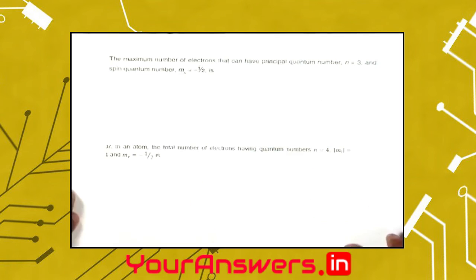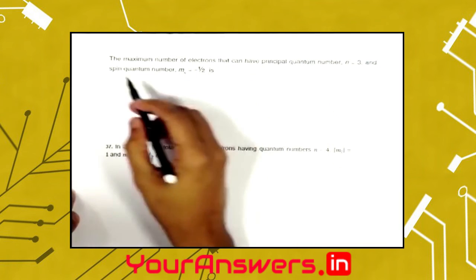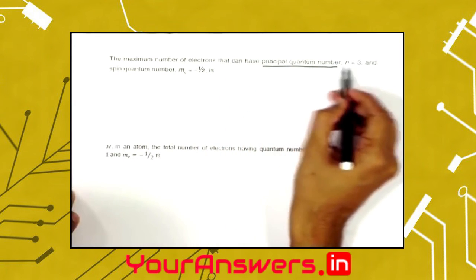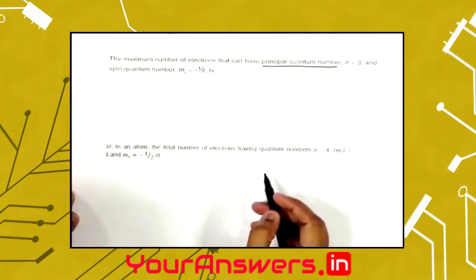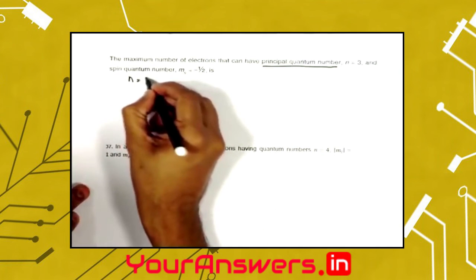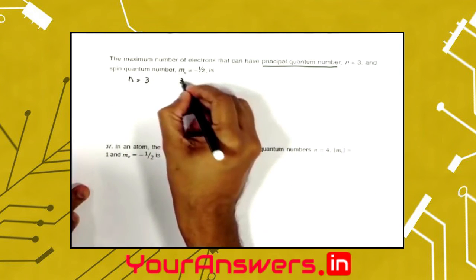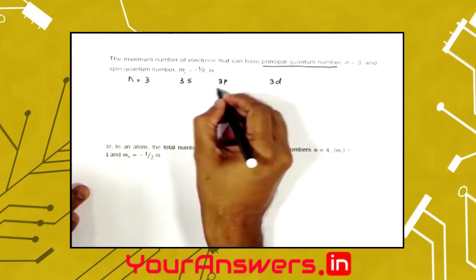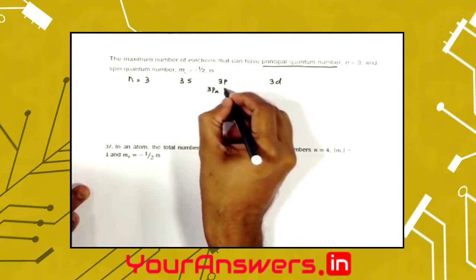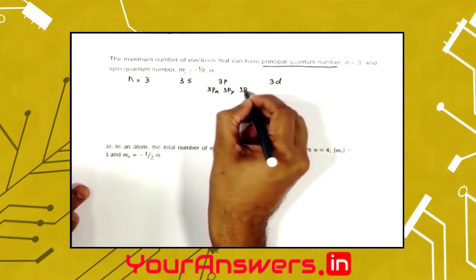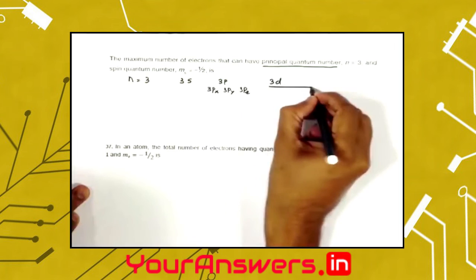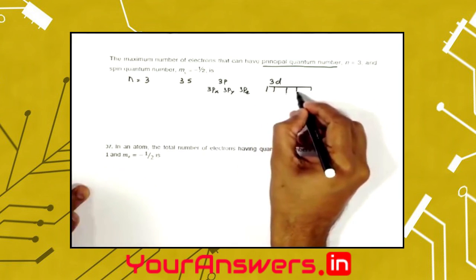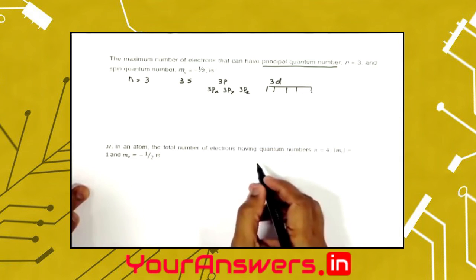The next question asks for the maximum number of electrons that can have principal quantum number n equals 3 and spin quantum number ms equals minus half. So n is 3. If n is 3, what are the possible orbitals? 3s, 3p, 3d. In 3p, I have 3px, 3py, 3pz, and in 3d, I have 5 different orbitals: 3dxy, yz, zx, x square minus y square and z square. I am not writing them down.